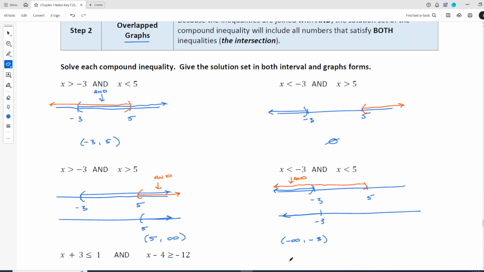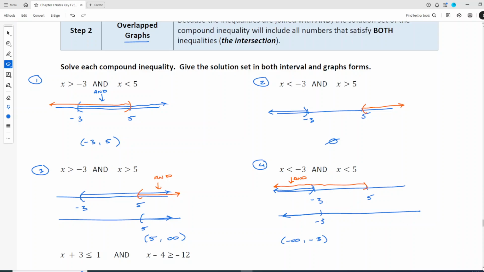So these are your 4 scenarios. One, where the arrows point towards each other, and then it's that middle overlapping. 2, when the arrows point away from each other, in which case there's no overlapping. 3, when the arrows point in the same direction. Now, if they both point to the right, it'll be the greater number. And then number 4, if they both point to the left, then it'll always be less than the smaller number.